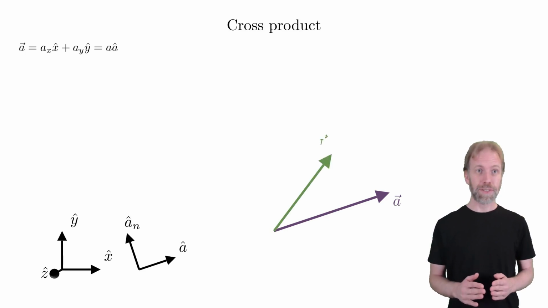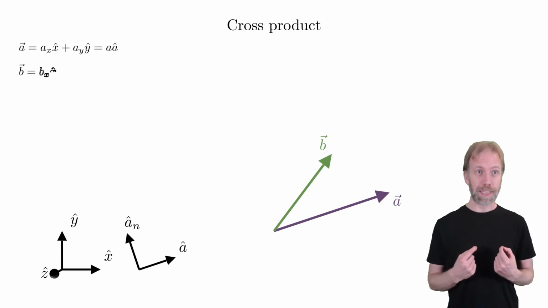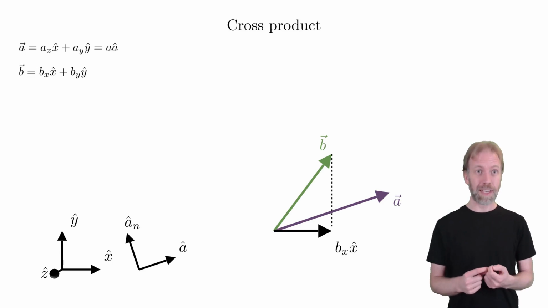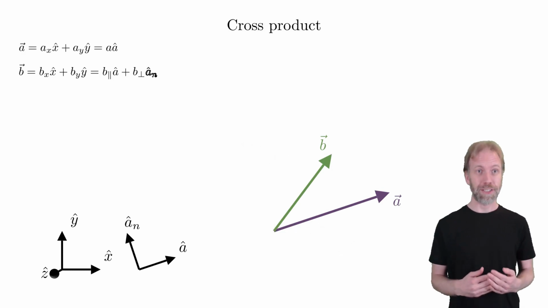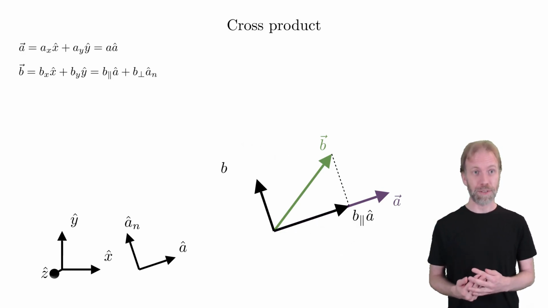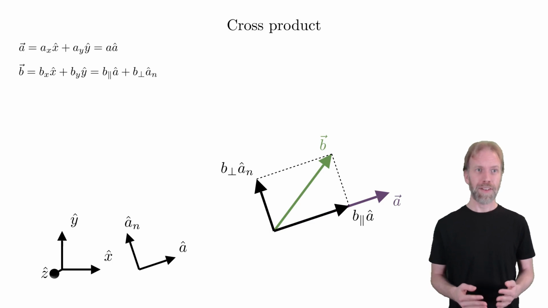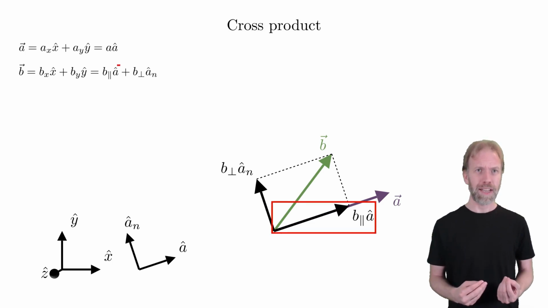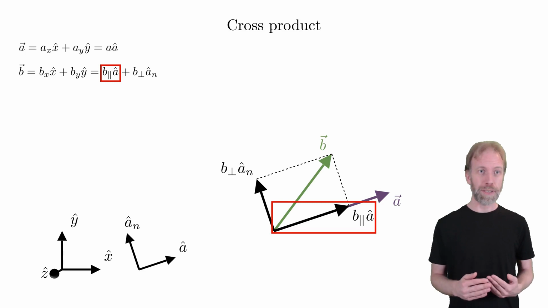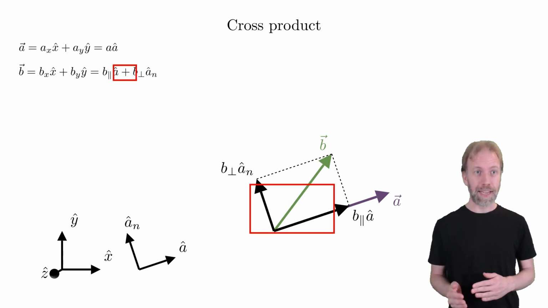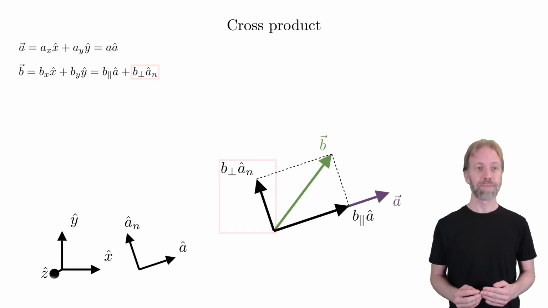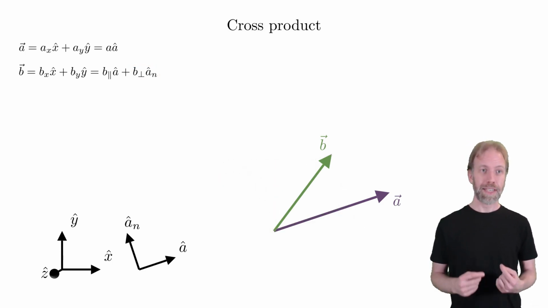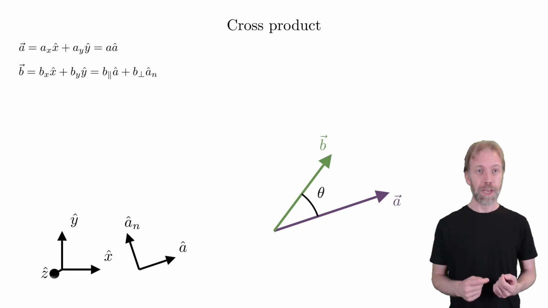We can then introduce the vector B, which can be expressed either in terms of our xy basis vectors, or we can express it in terms of our A hat and A n hat unit vectors. When using the A n basis vectors, we get that the A hat component is the part of B that is parallel to A, and the A n hat component is the perpendicular part. We can also introduce the angle theta between A and B.